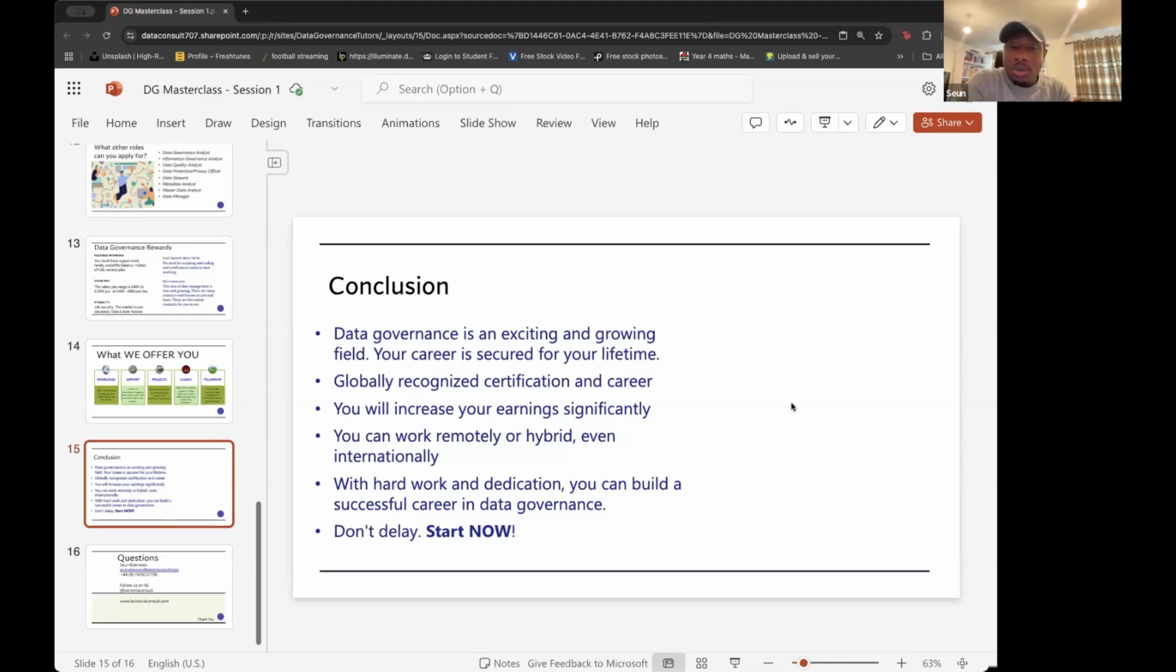So what do you need? You need hard work, dedication, focus, and to set your goals. One of the things I do when I take in a new cohort is I ask them to write down their goals. If you don't write down what you want to achieve, how do we know you achieve it?